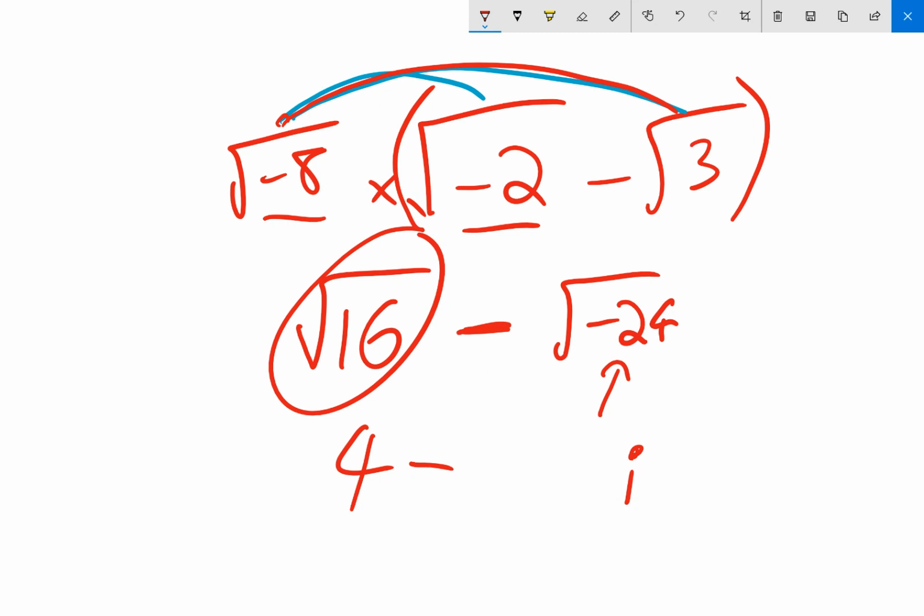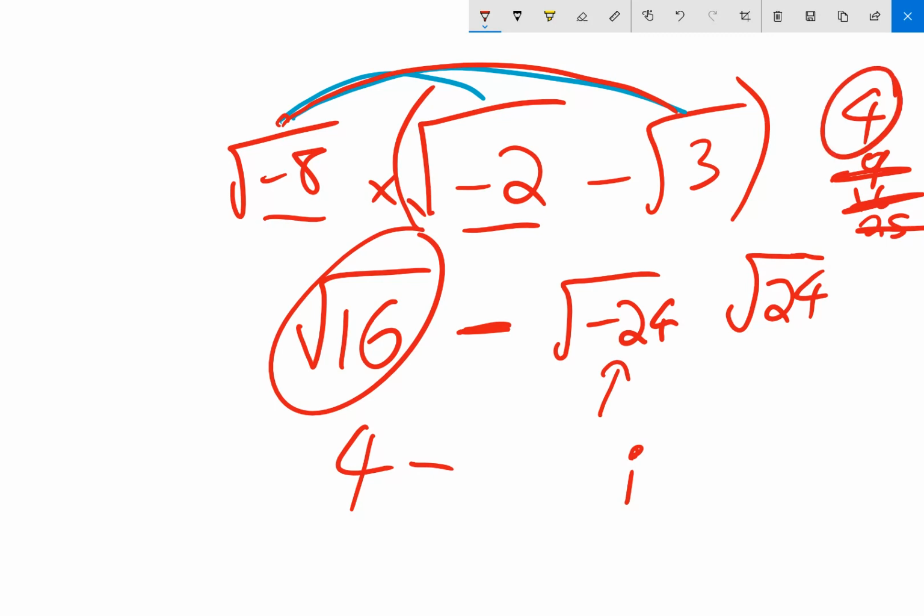So I know I have an i, but the square root of 24 is not a perfect square. To simplify this, I have to think of a perfect square that goes into 24. So 4, 9, 16, 25. Can I divide 24 by any of these numbers? I can't divide it by 25, can't divide it by 16, can't divide it by 9, but I can divide it by 4. So 4 times 6, right? The square root of 24 is the same as the square root of 4 times 6. Breaking both of those up, I've got the square root of 4 separated from the square root of 6.